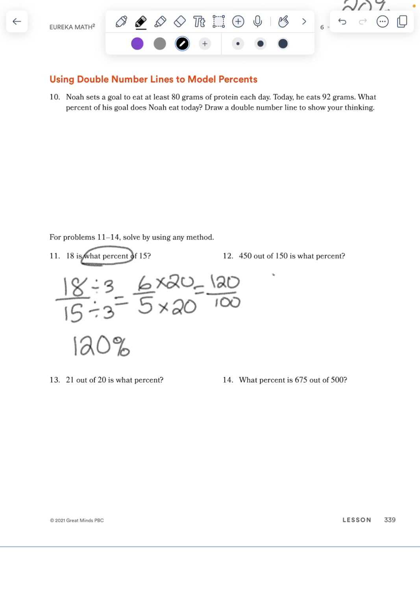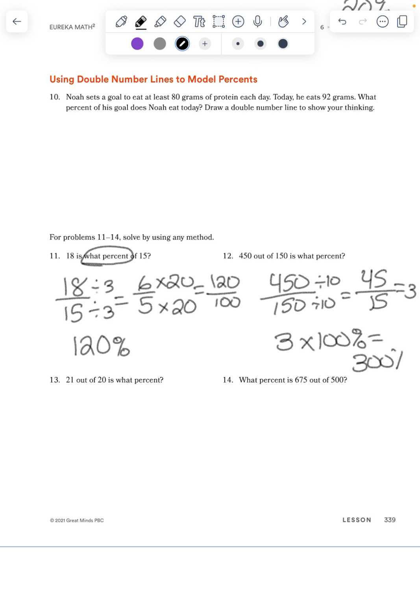All right, for my next one, 450 divided by 150. The first thing I would do when I have this is I would divide them both by 10. And you end up with 45 over 15. And it's the same concept. You could divide them both by 3 and get it to 5 and then multiply by 20. So that's one way you could do it. But I know that 45 divided by 15 is 3 wholes. And if each whole is 100%, you have 3 of them. So you have 3 times 100%, which is 300%.